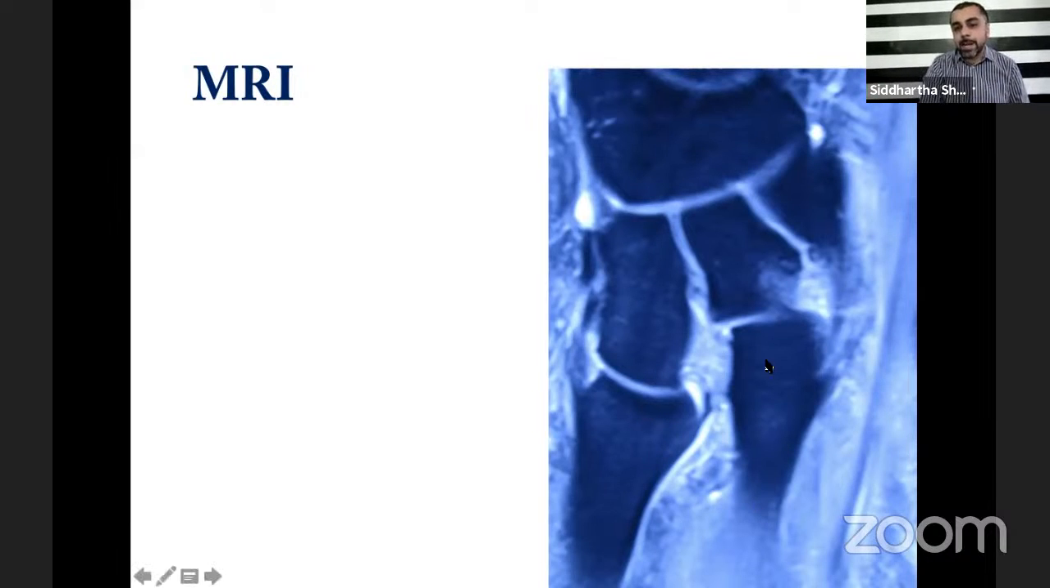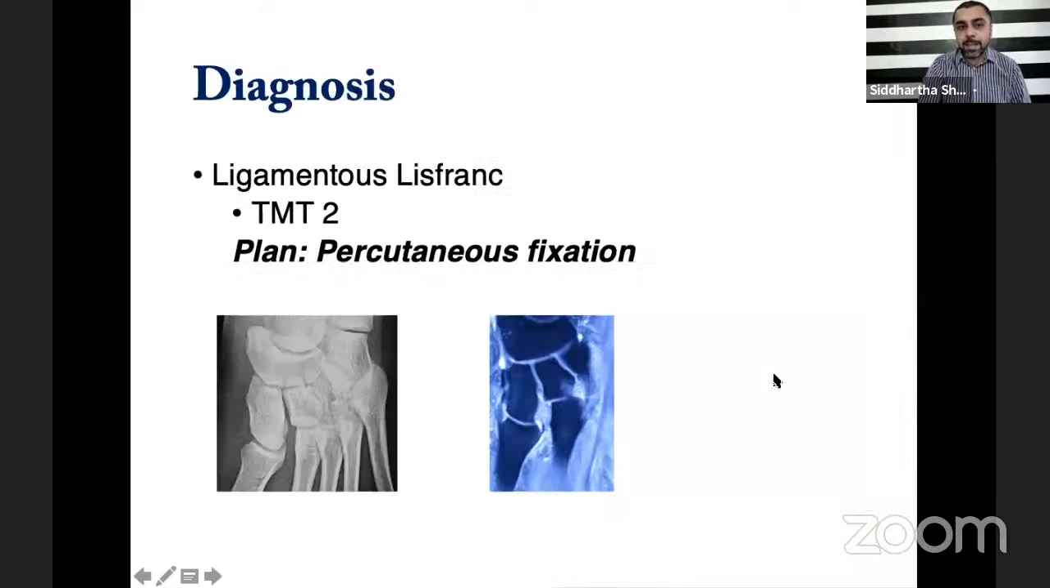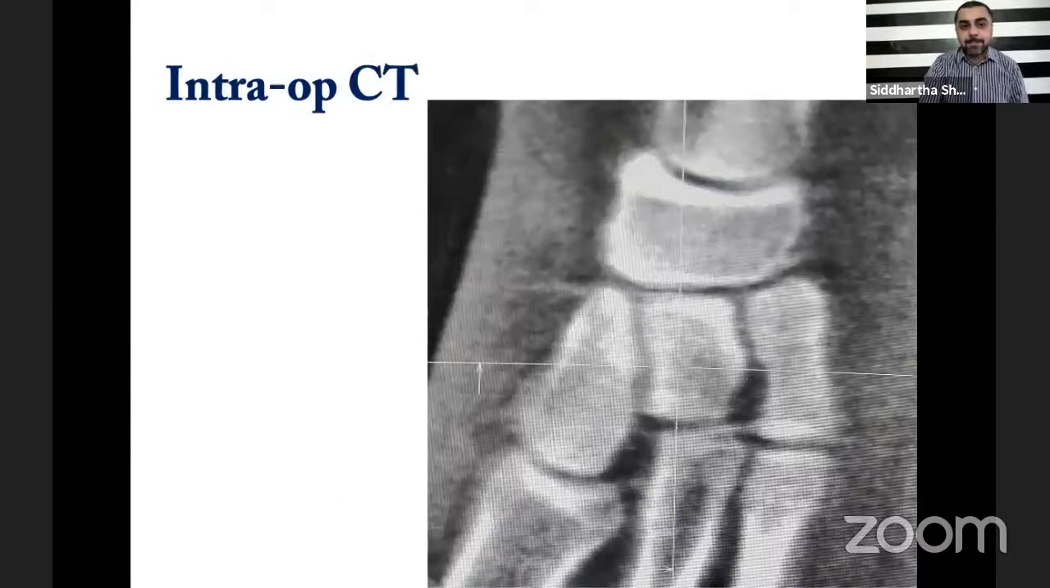We did do an MRI, and you can see the shift is again very, very obvious, even in this non-weight-bearing MRI. And this is the Lisfranc ligament, and you can see a signal change within the Lisfranc ligament, which is indicative of a Lisfranc injury. So the diagnosis was very clear. We planned for a percutaneous fixation in this case.